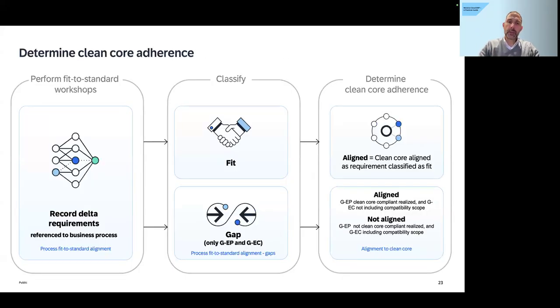The double click on the KPIs is that when you perform the Fit to Standard workshops, you record the requirements daily. They make a reference to the business processes. We classify them, as I said earlier, into fit and gaps. So something that can be done and achieved with standard configuration is a fit, and something that requires either development activities or goes beyond the level of a normal configuration is a gap.